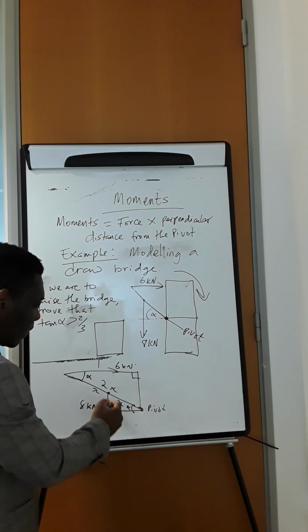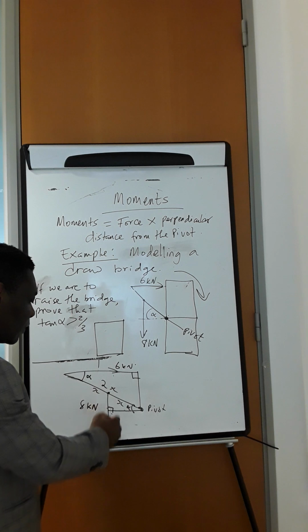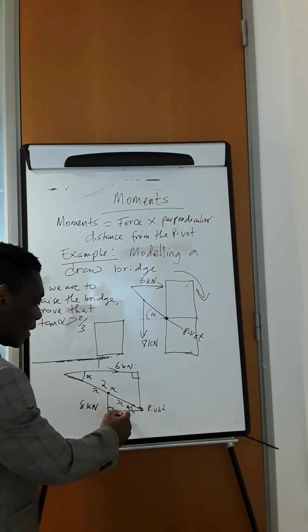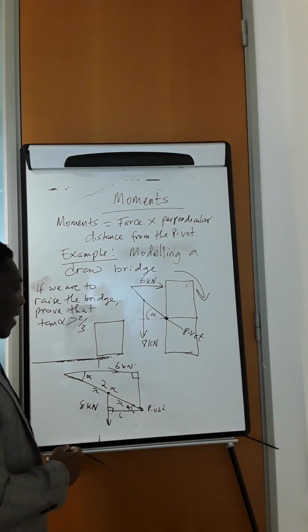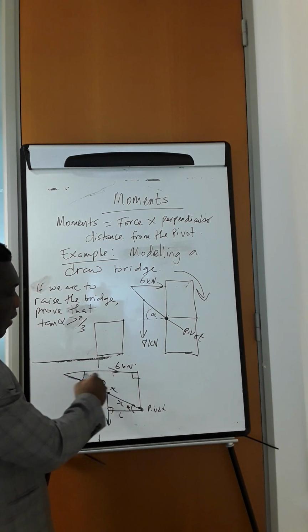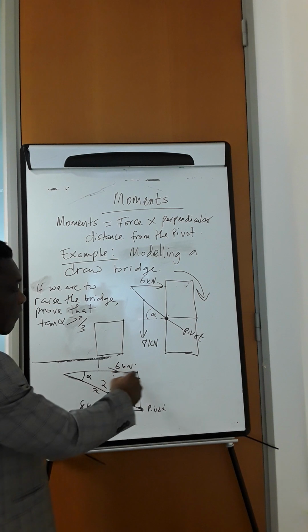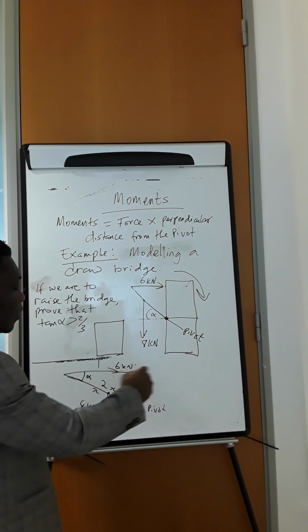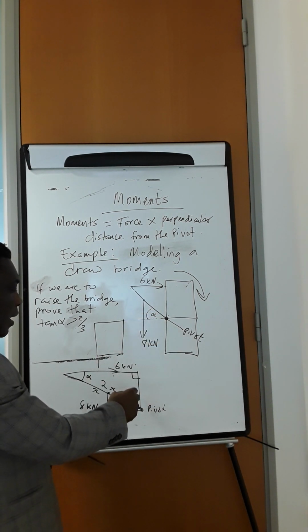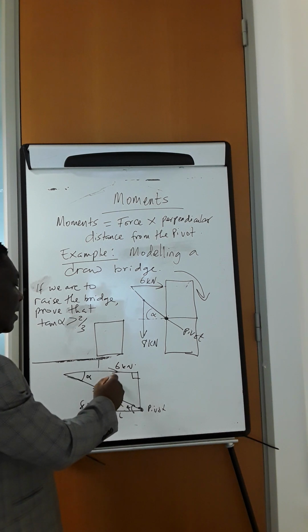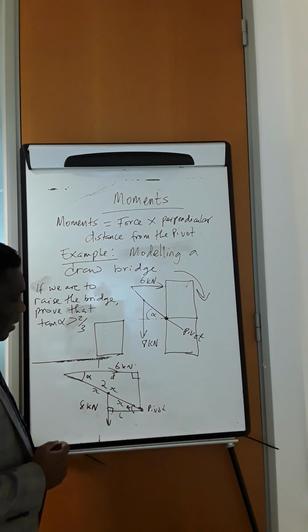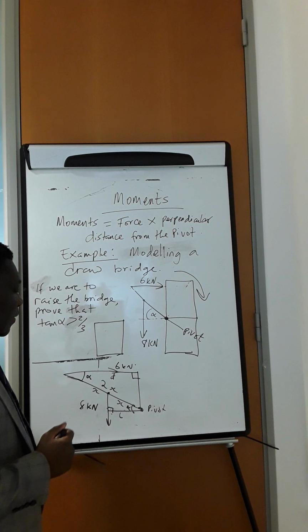Perpendicular distance of the line of action of this 8 kilonewtons is, I'll call it L. And the perpendicular distance of this horizontal force, which actually is applied to pull the bridge over, I'll call it D. So we have to calculate it now.